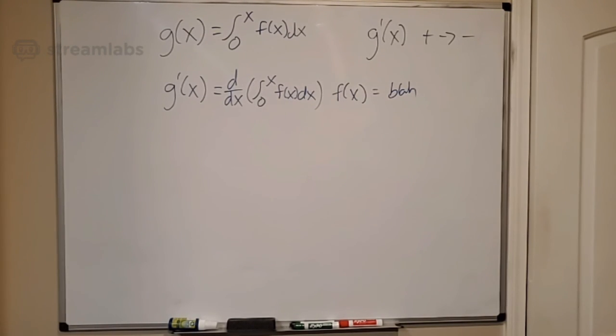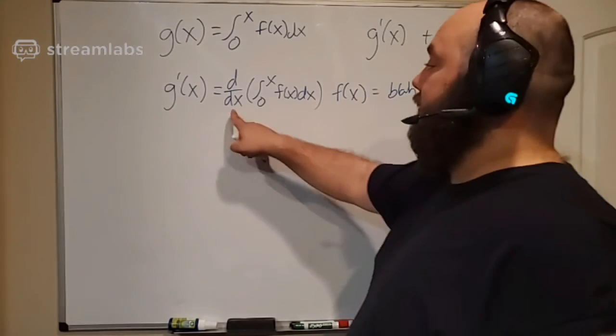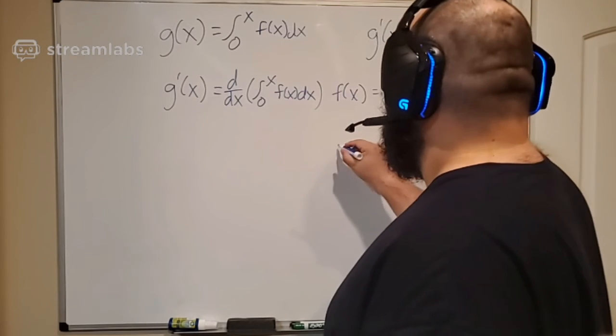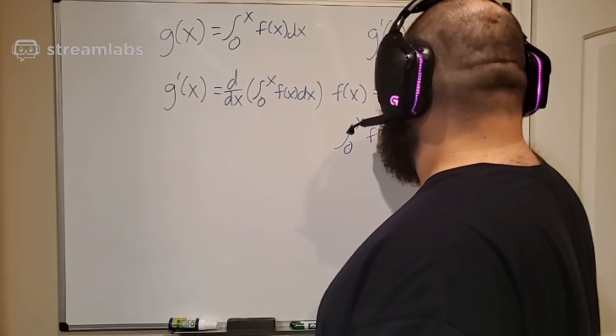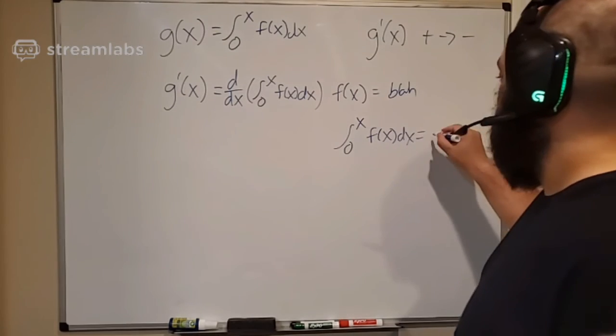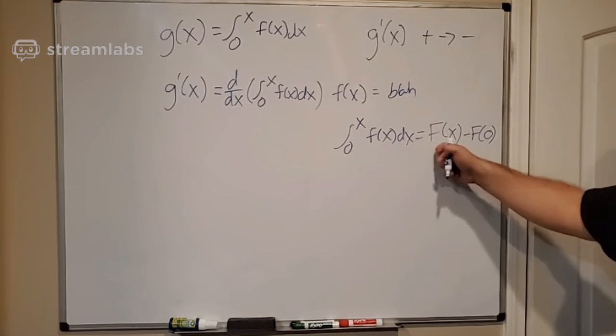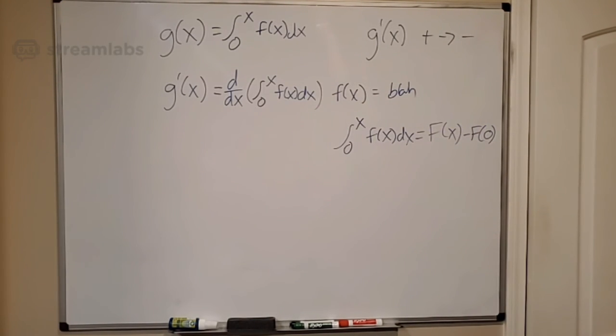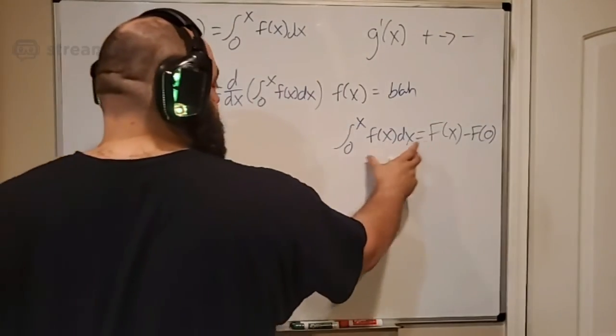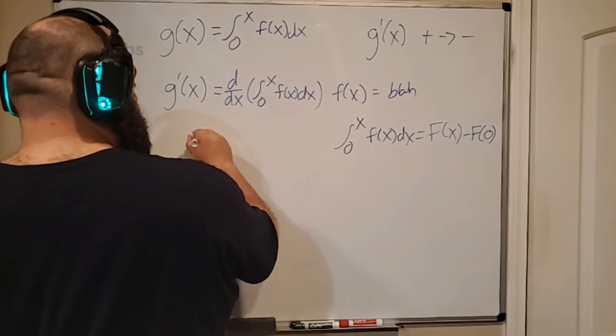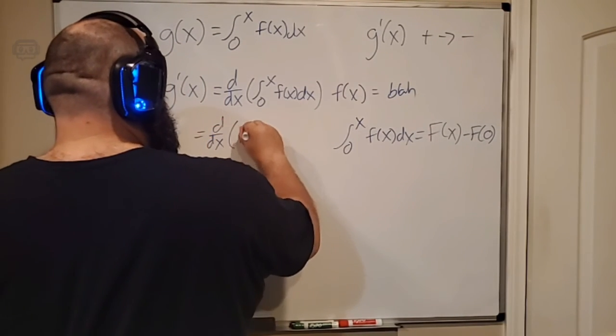So the real question here is, what is the derivative of this integral function? Well, we have to remember, if I do the integral of 0 to x of f of x, that is capital F of x minus capital F of 0. I don't ever actually need to find capital F of x and capital F of 0, but I need to remember that is what that integral sign means. The reason I need this, if we don't remember, is because I'm going to substitute that in right here. So this is equal to d dx of capital F of x minus capital F of 0.